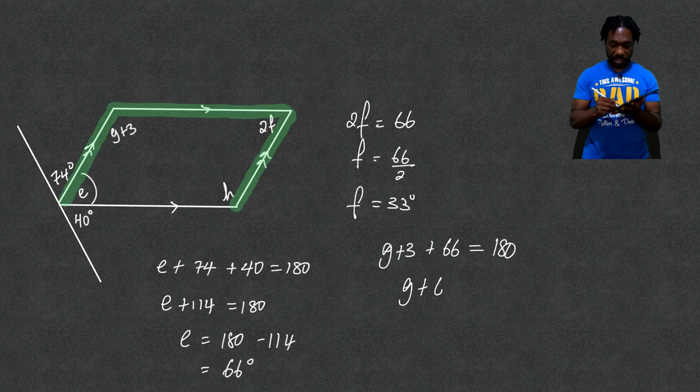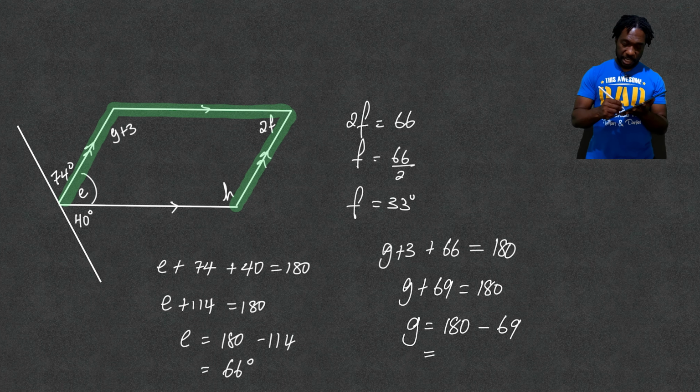G plus 69 degrees is equal to 180. And then now we just have to take that away. So G will equal 180 degrees take away that 69 degrees. So that means that G is 111 degrees.